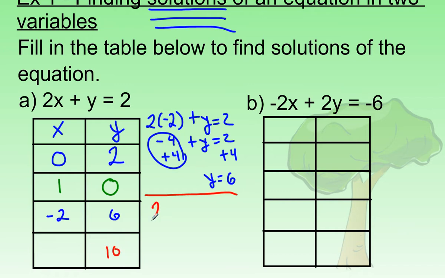So 2x plus 10, that's the y value we just made up here, equals 2. And we want to know what x value we would have to get to make this thing true. So if I solve my equation, I subtract 10 on both sides. 2x equals 2 minus 10, which is negative 8. Divide by 2, divide by 2, x equals negative 4.